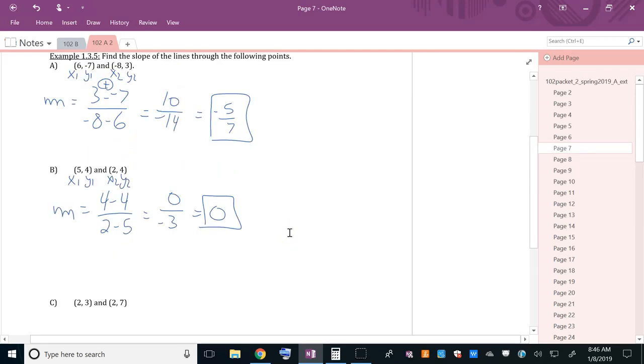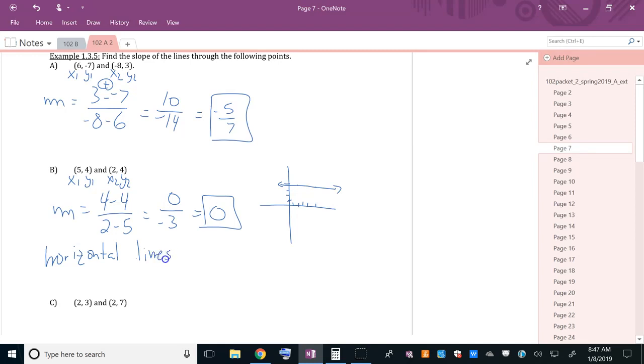This is actually one of our special cases, because what happens if we draw this? I've got 5, 1, 2, 3, 4, 5, 4, 2, 3, 4. And then (2, 4) is about there. So if I connect the dots, that is a horizontal line. And we can say that horizontal, sorry, I've got bad handwriting there. Horizontal lines have a slope of 0.